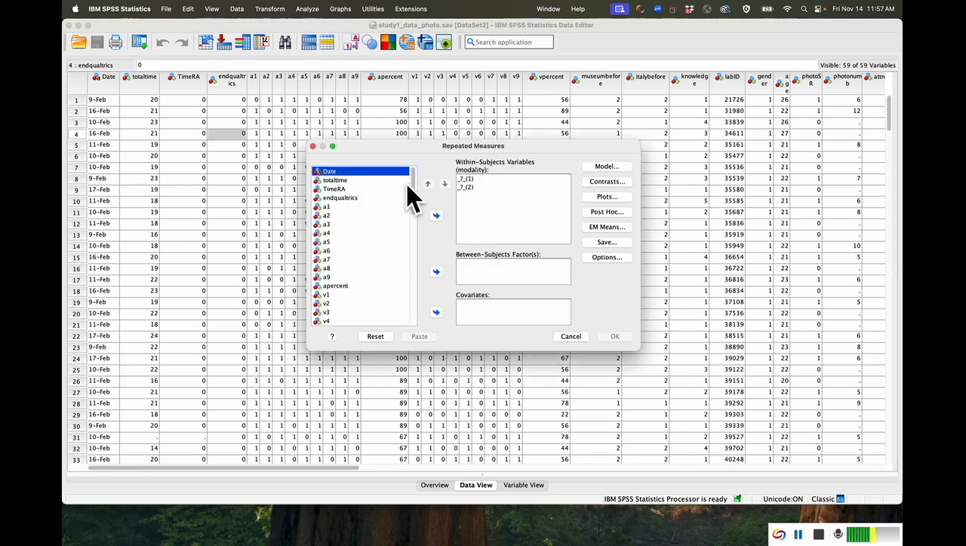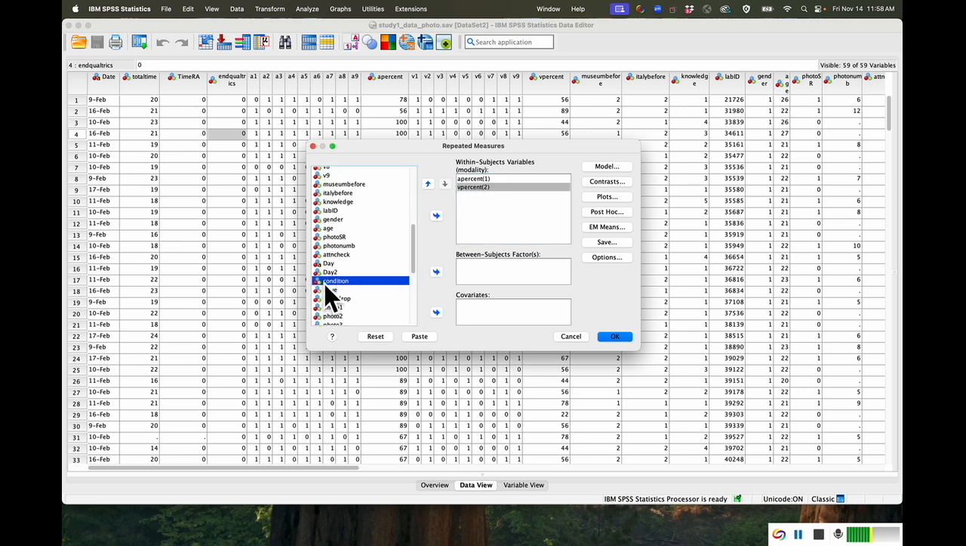Within subjects variable modality, we're going to have audio percent and we're going to have visual percent accuracy. Our between subjects factor is condition. So we're going to look in our list here to find our condition. Right there is our condition. That's between subjects because half of the participants were allowed to use their camera, or told to use their camera, and the other half were not.